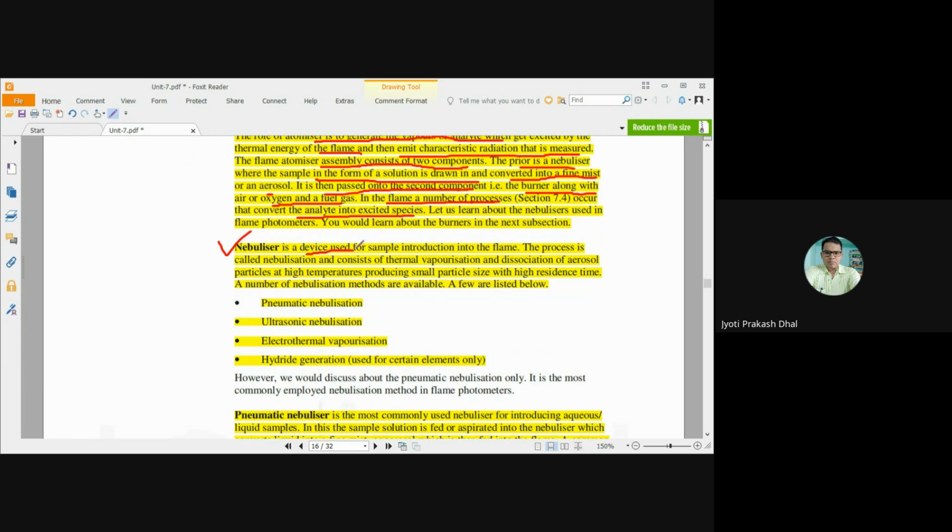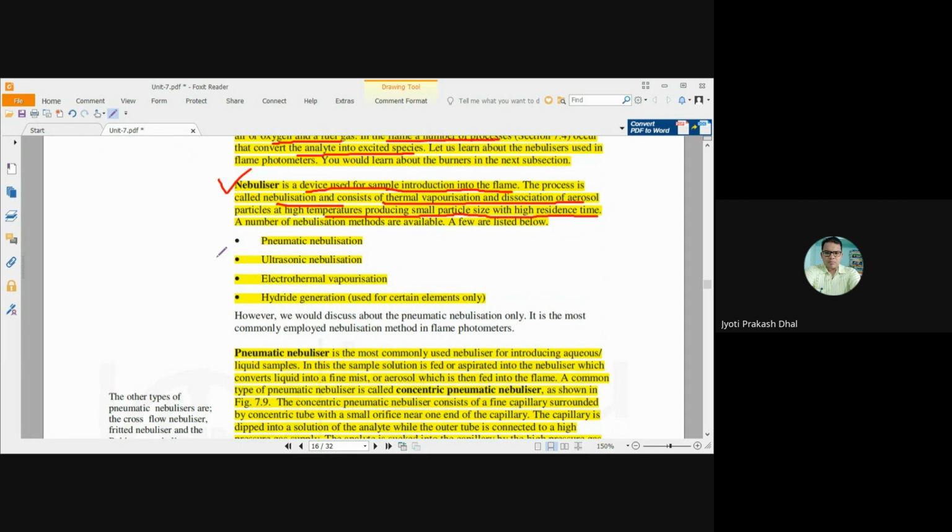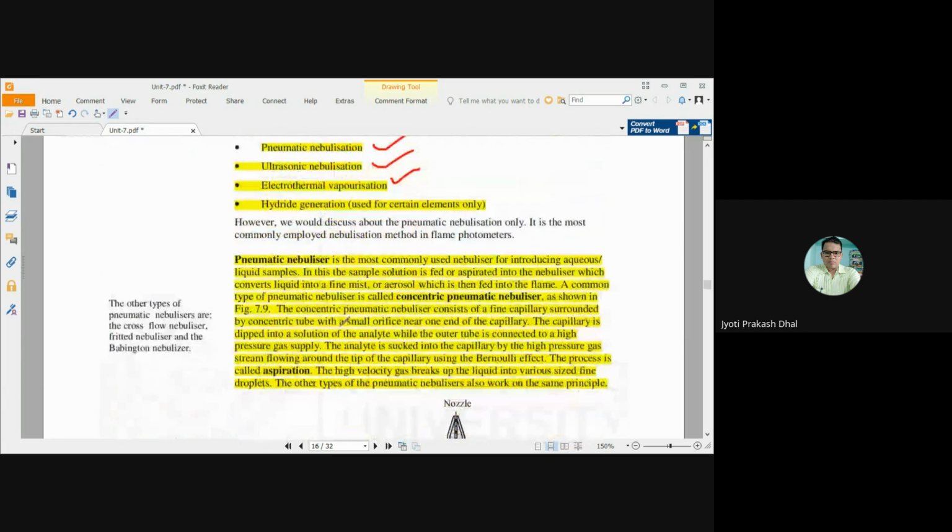Nebulizer is a device used for sample introduction into the flame, and the process is called nebulization, which consists of thermal vaporization and dissociation of aerosol particles at high temperature, introducing a small particle size and high residence time. A large number of nebulization methods are available. A few are given: pneumatic nebulization, ultrasonic nebulization, electrothermal nebulization, and hydride generation.